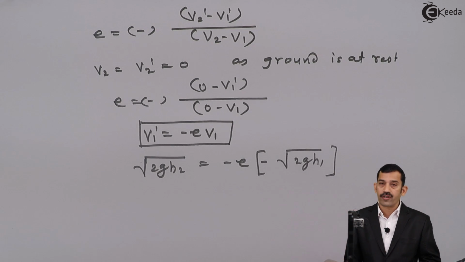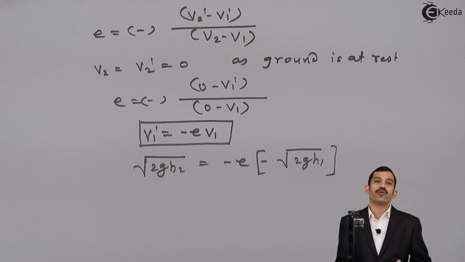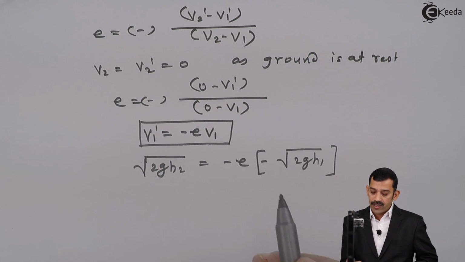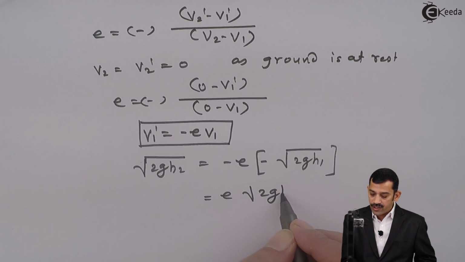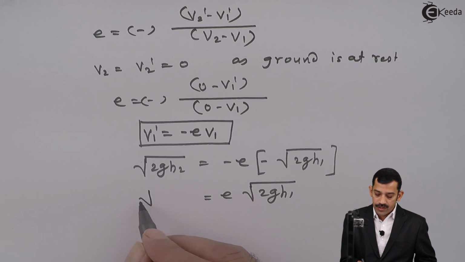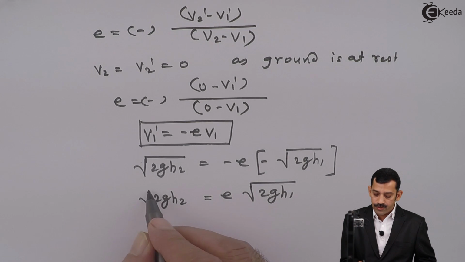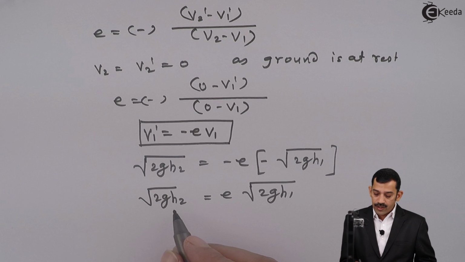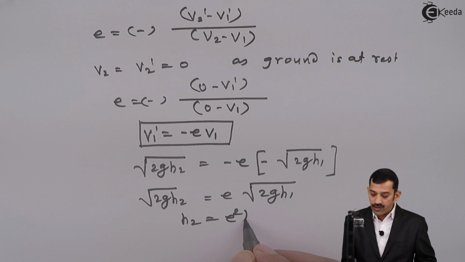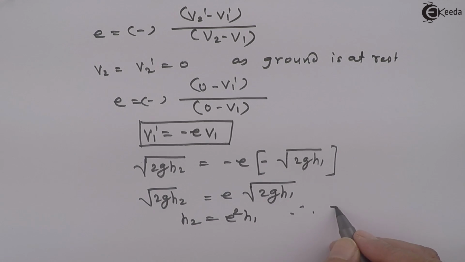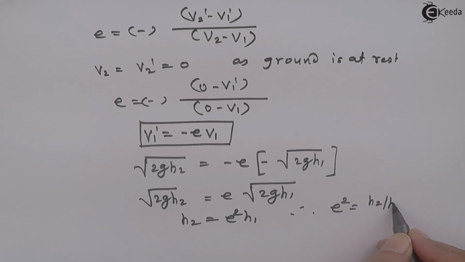That means whenever any body is dropped from some height and it rebounds to some particular height, say h2, what relation will we get between h1 and h2? Minus minus gets cancelled. What will we get here? e root of 2gh1, and here root of 2gh2. Squaring both sides, 2g gets cancelled. What will we get here? h2 equal to e squared h1. That means e squared equal to h2 upon h1.